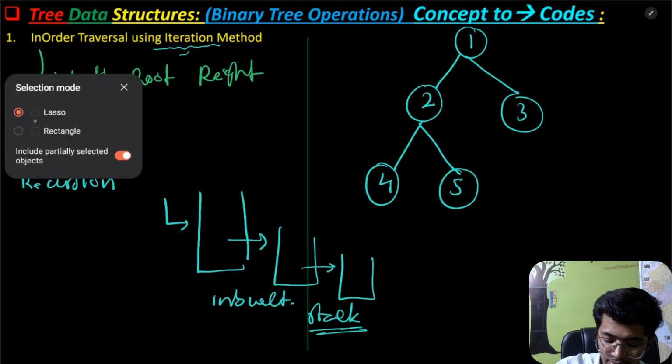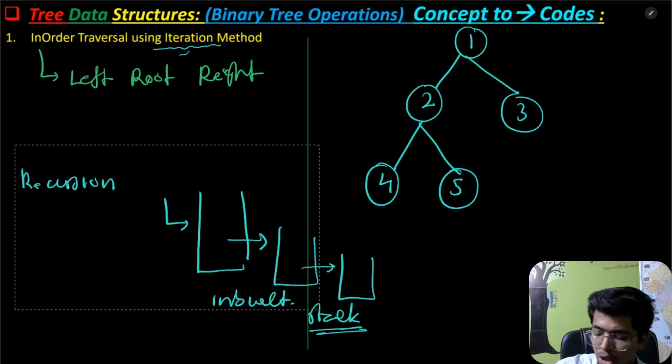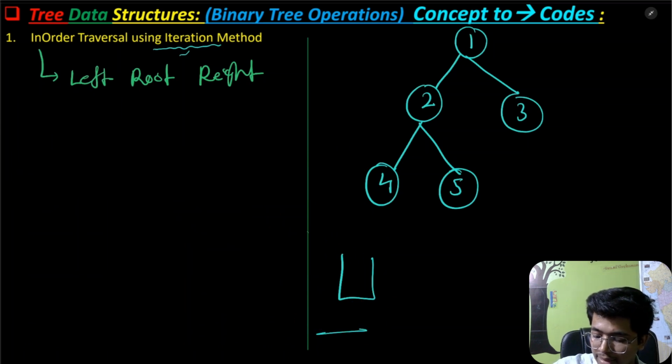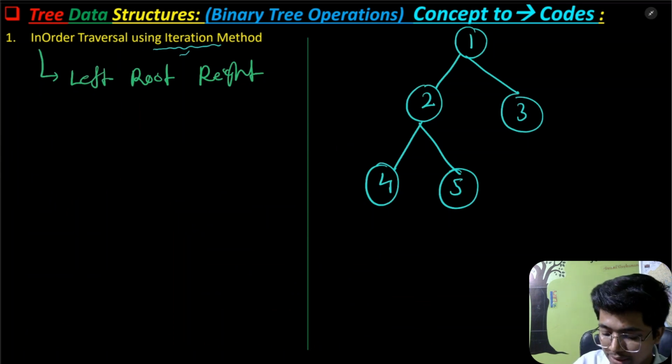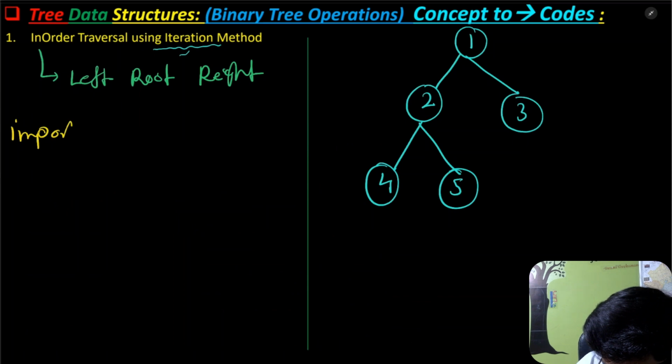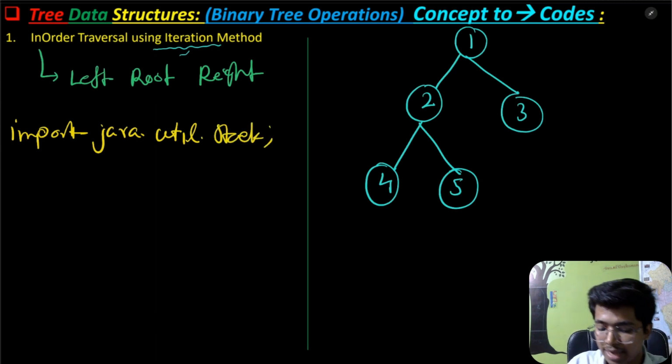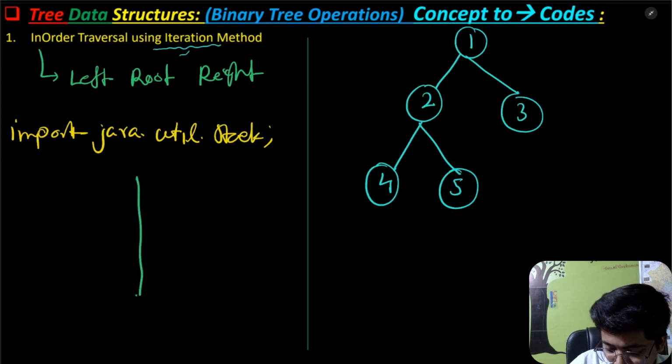Now let's try to understand the main method. When we write the program, first we have to import the stack, so we write the line import java.util.Stack. The first thing we require in this program is a stack, and that's why I'm drawing a stack. It is a very important part of our program.